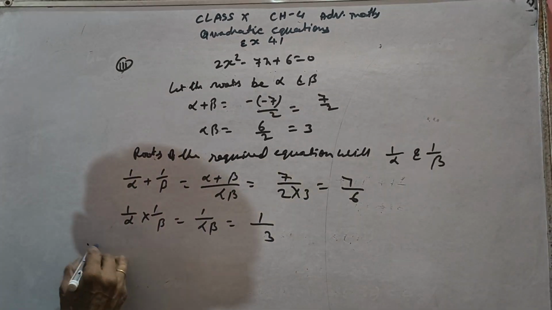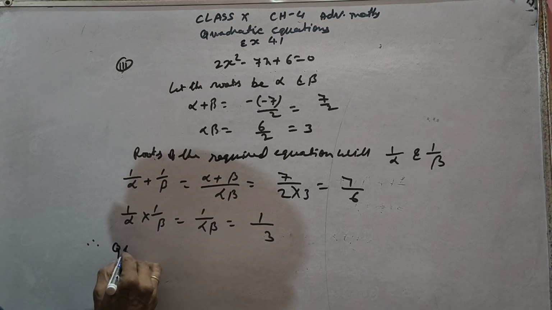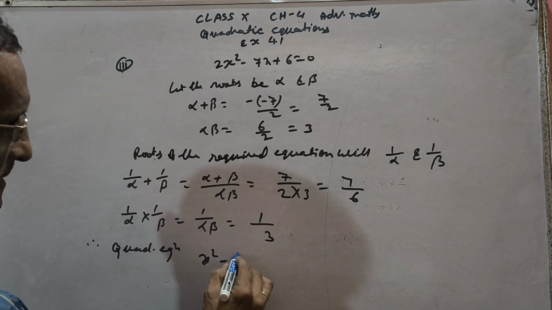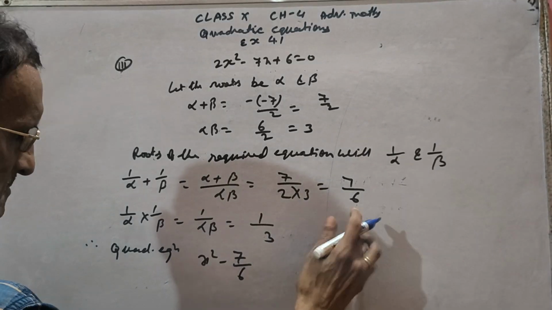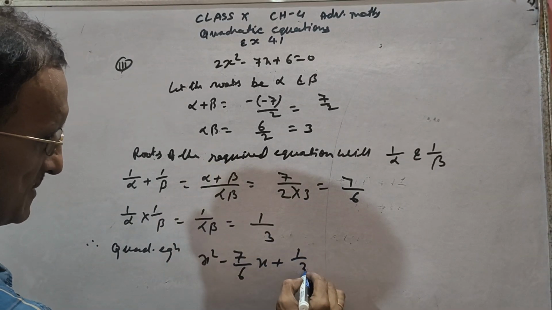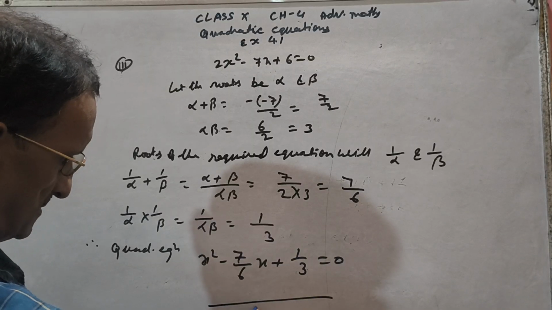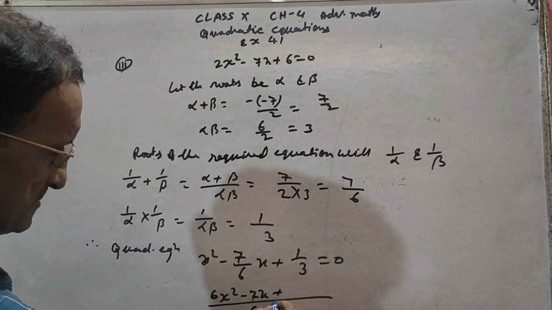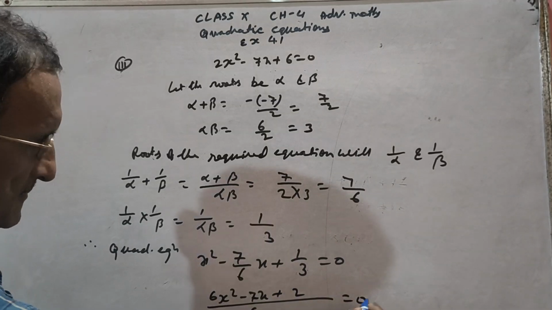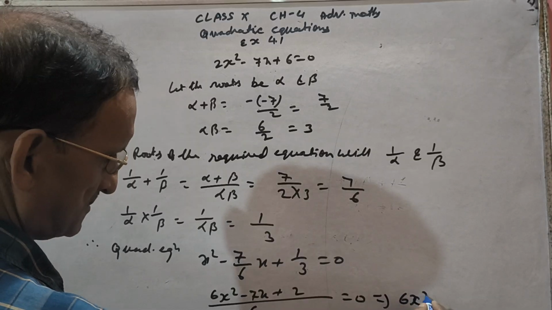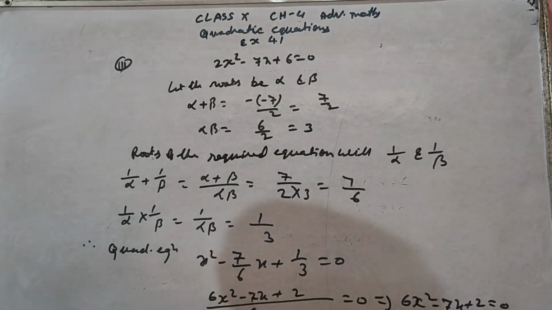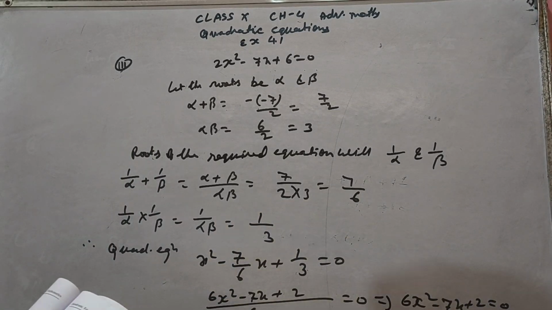Okay. Then the quadratic equation will be x square minus sum of roots into x plus product of roots equal to 0. Then 6 is the LCM, 6x square minus 7x plus 2, since 3 times 2 is 6. So finally what will we get? 6x square minus 7x plus 2 equal to 0. Okay, this is all about number 3. So I will go to number 4 now.